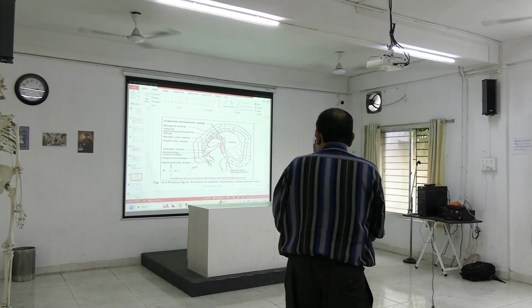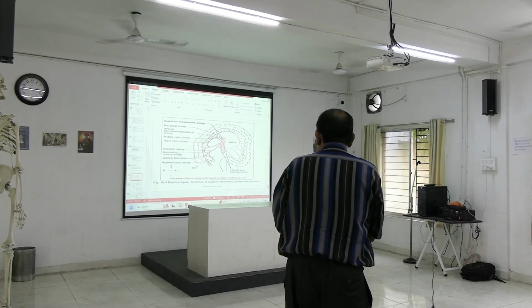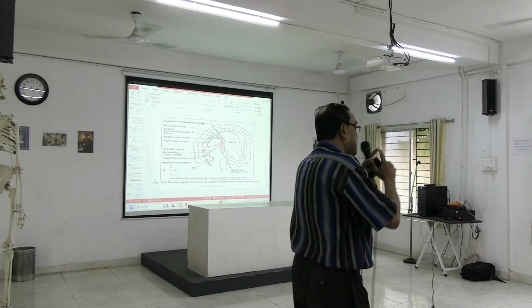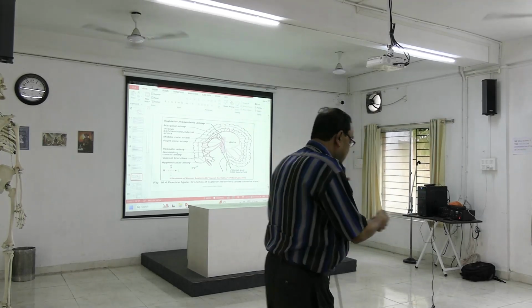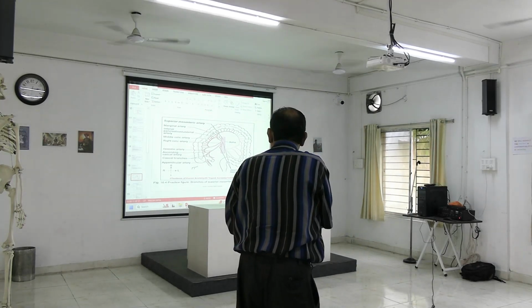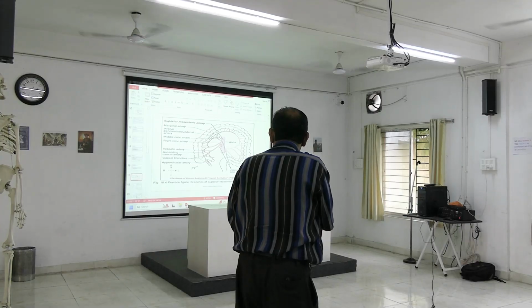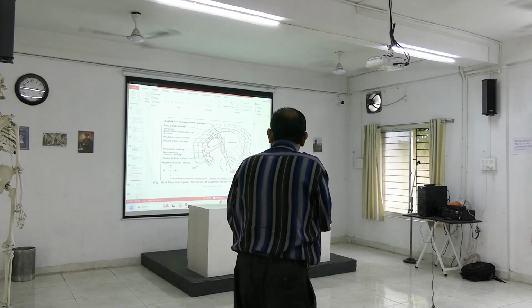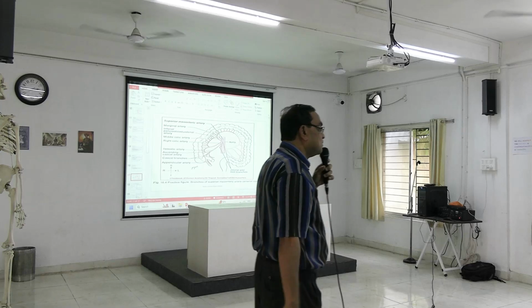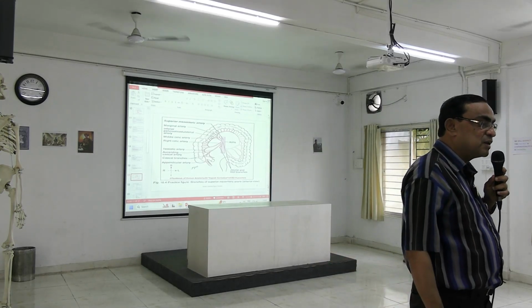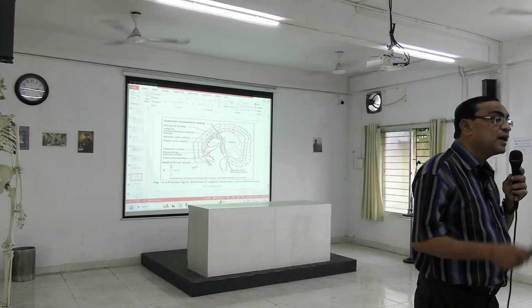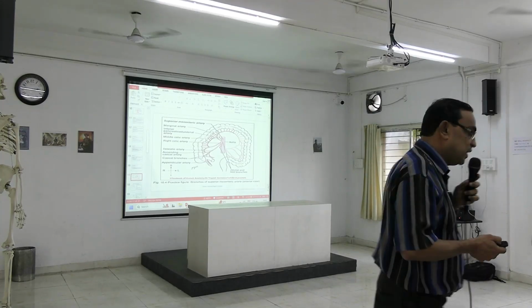Okay, this is the concave side, this is the convex side, and this is the anterior side. From the anterior side we can see one artery coming and it divides into two branches. One branch is going towards the right side and one branch is going to the left side. So this artery is called the middle colic artery. So we can expect middle colic, right colic and iliocolic artery.